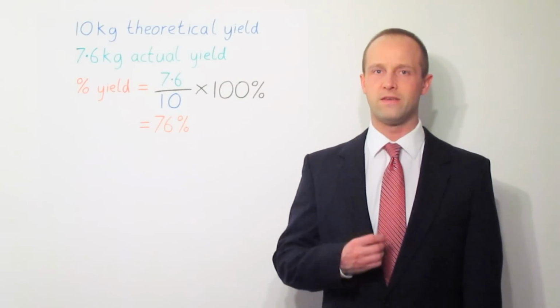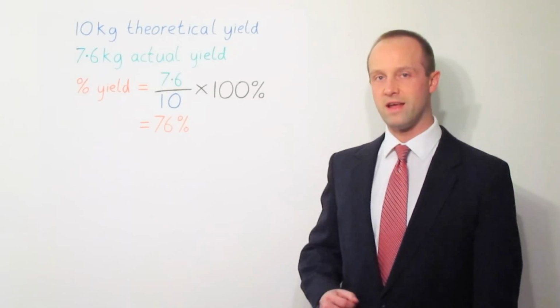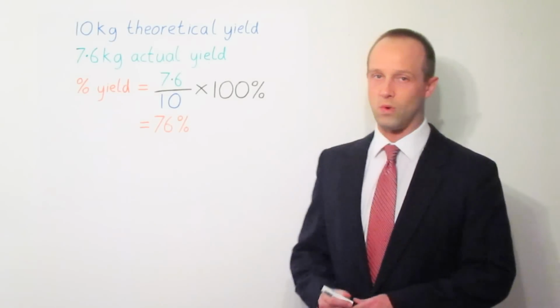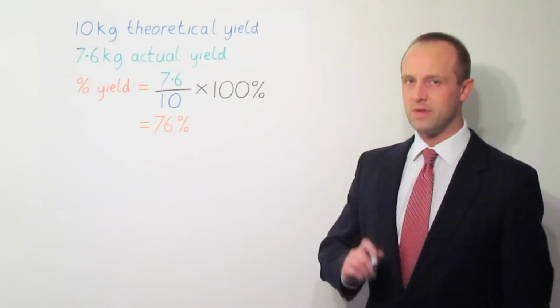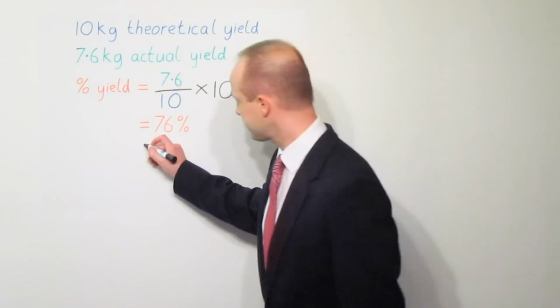The third and final reason that you might not get the things that you want in 100% yield is because it may be a reversible reaction. And this is one which crops up quite a lot. Let me show you a common example. This is the Haber process. We use it for making ammonia.